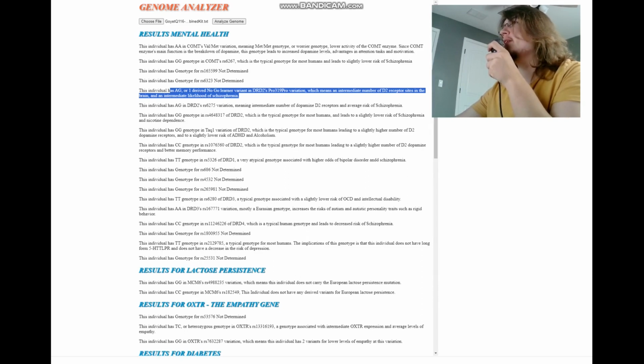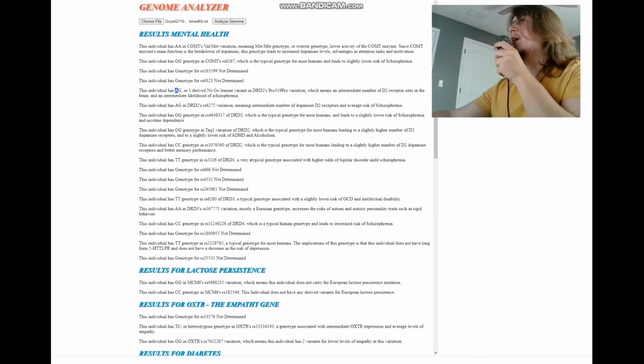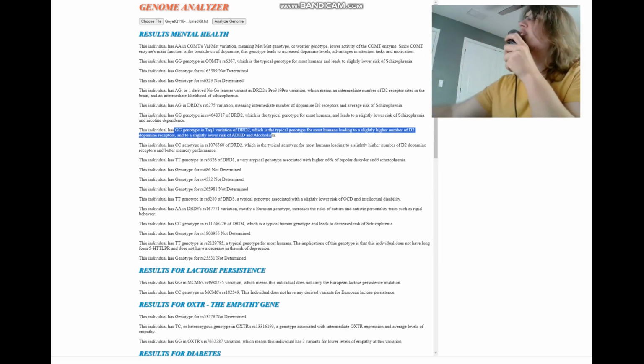For non-Europeans, it would be GG here, but the A allele is the European allele here. Or you could say the A allele is the white allele, since we were just on the topic of whiteness. If you have the A allele, you're a little bit more white than if you have, for example, GG like me. But AG here, which these two are linked. GG in ANKK1, which means a typical genotype for most humans, leading to a slightly higher number of D2 dopamine receptors and a slightly lower risk of ADHD and alcoholism. Once again, this is a typical genotype for humans.